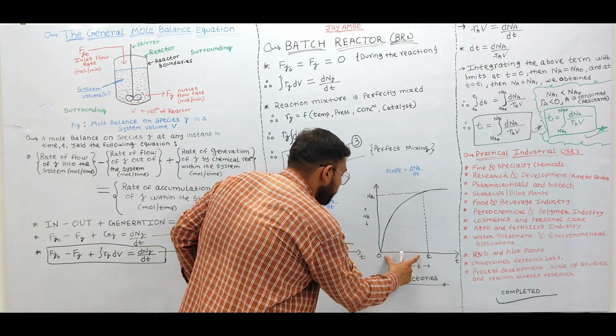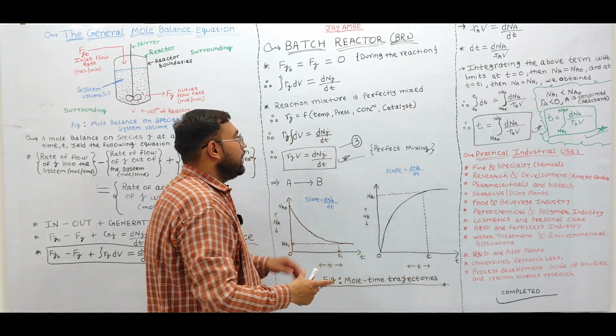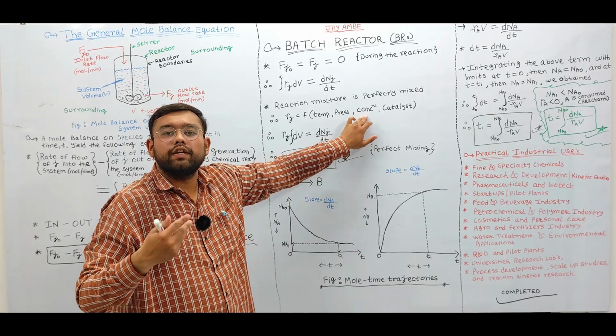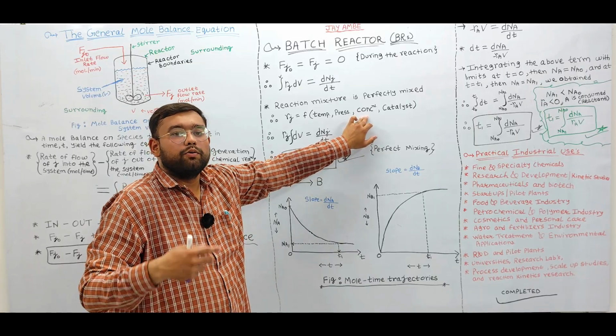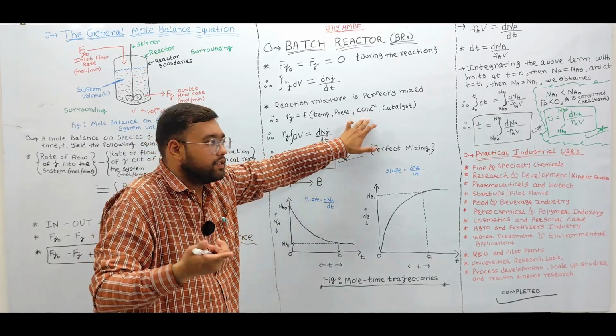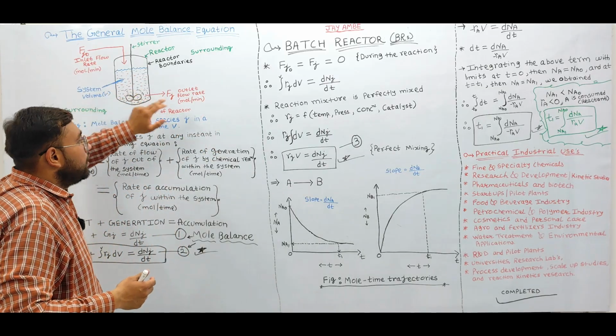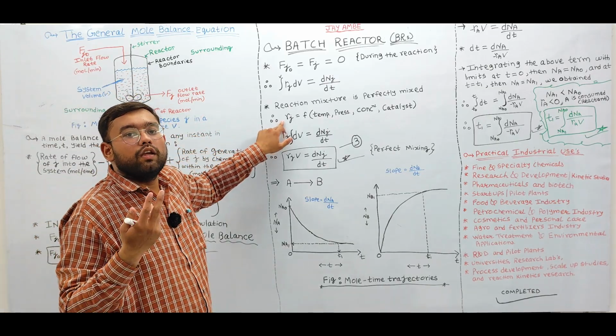Which means, in the same way, at the initial time period, we have a higher concentration of the reactant species. Due to the higher concentration of reactant species in the reaction environment, we have higher rates of reaction, right?